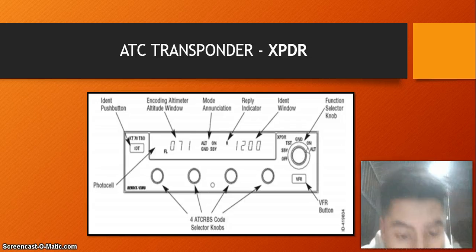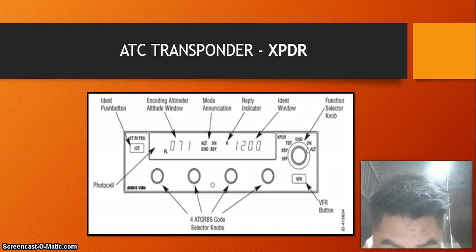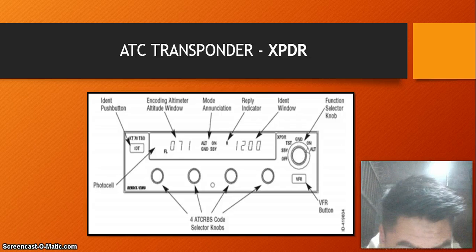The VFR button. The use of this button is that the air traffic controller knows the aircraft that is present. The button mentioned above lets the controller know that the aircraft is currently under visual flight rules.